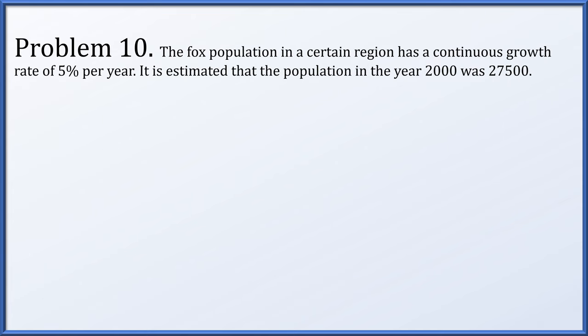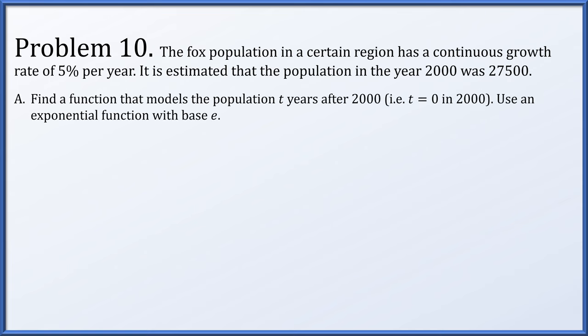The fox population in a certain region has a continuous growth rate of 5% per year. It is estimated that the population in the year 2000 was 27,500. First, find a function to model the population t years after 2000. In other words, the year 2000 represents t equals 0, and we begin counting from there. Use an exponential function with base e. That's just a hint to remind us we're using our continuous growth function.